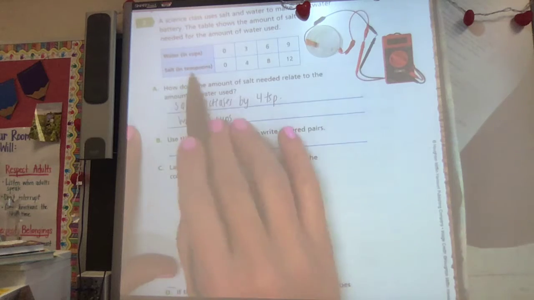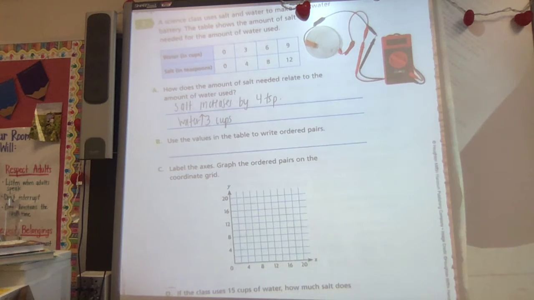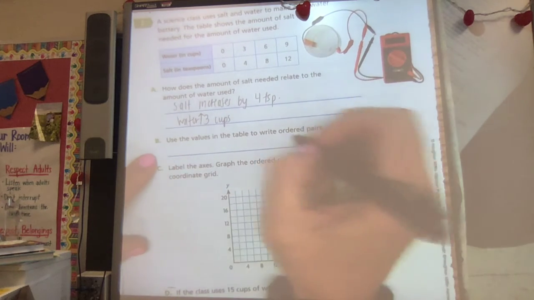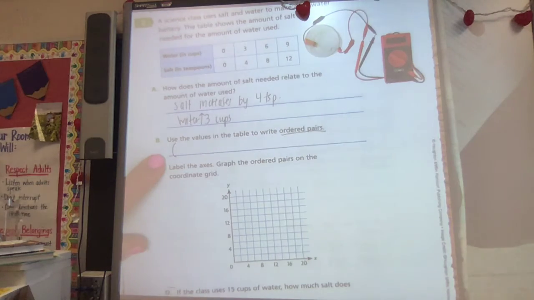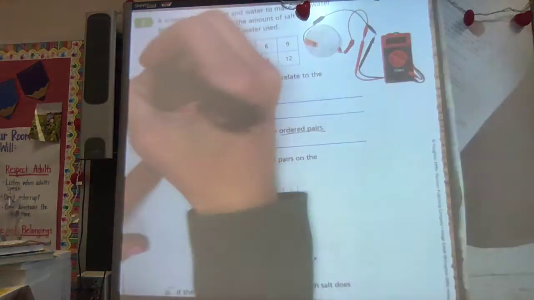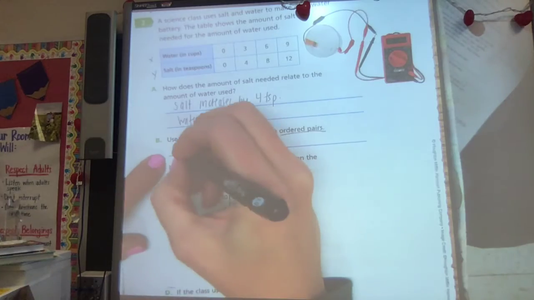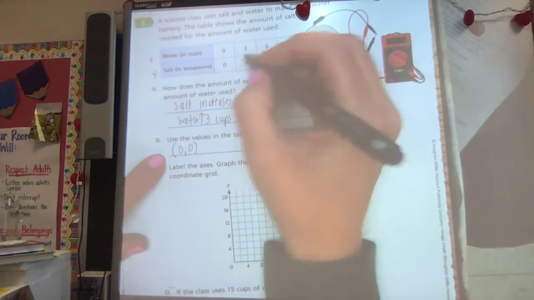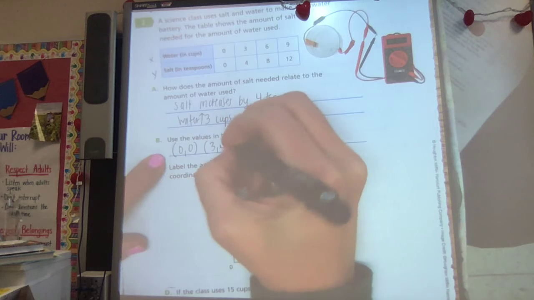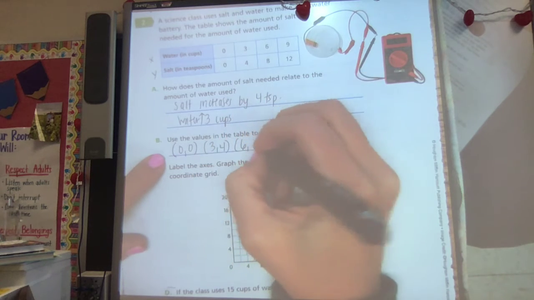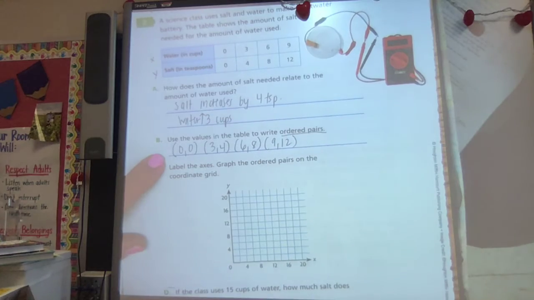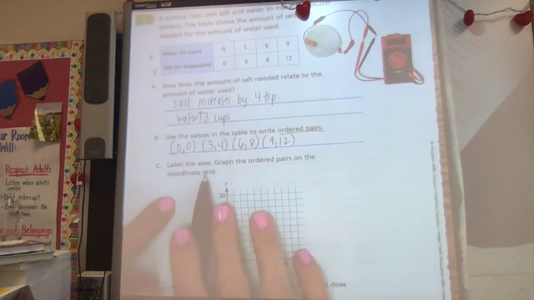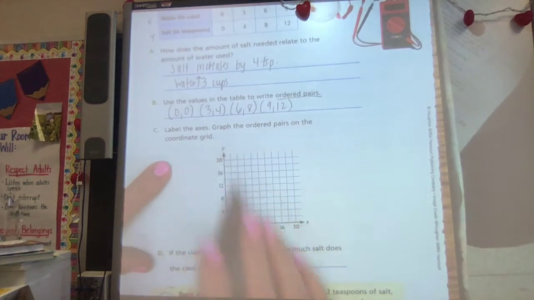We've got water in cups and salt in teaspoons. Use the values to write ordered pairs. So we've got our water and our salt: 0, 0; 3, 4; 6, 8; and 9, 12. Label the axes and graph the ordered pairs.